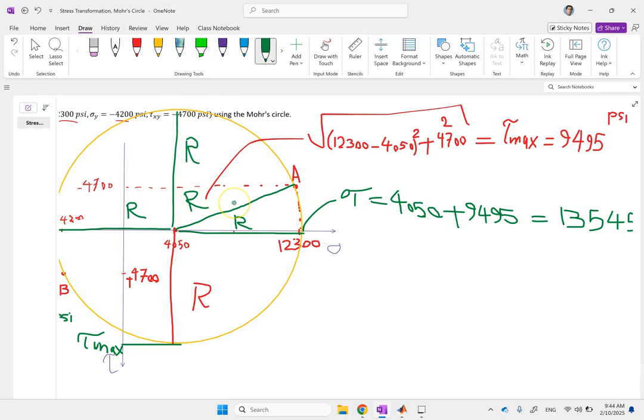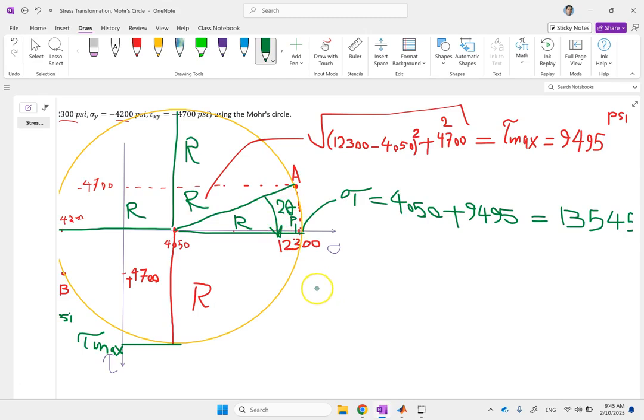That is going to be your tau min. Now if I want my angle, this is the sigma 1 plane, this is the A plane. This is the angle going from A to sigma 1, that is 2 times theta p number 1. Clearly you see this angle is negative.